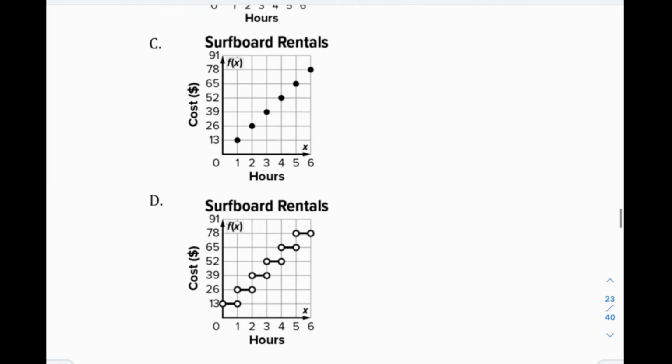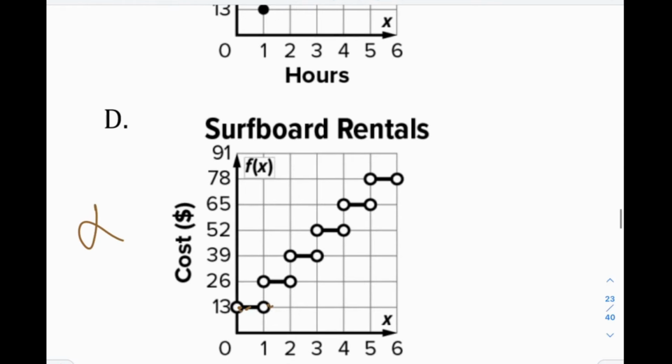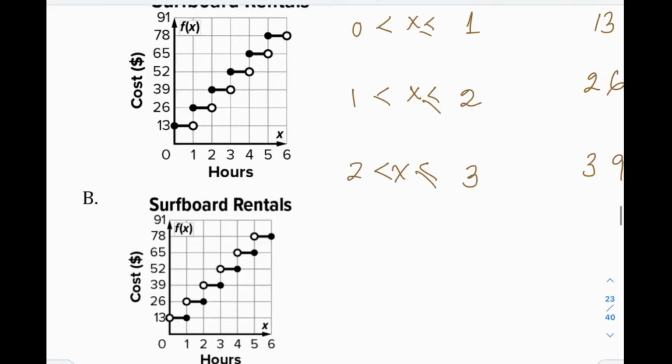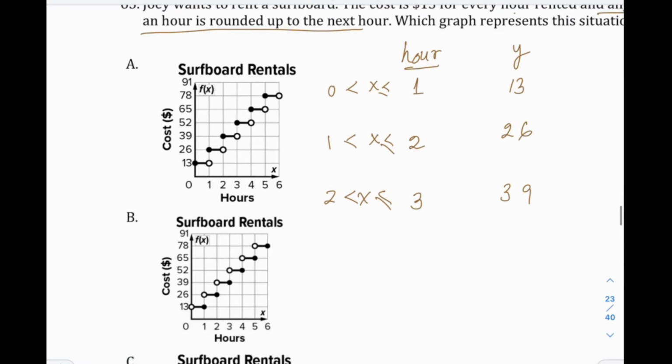This one will not be acceptable because both ends are open circles, so it's not defining even the value for 1 hour, it's open. So we cannot say that it's 13. So this one definitely is wrong. This one is wrong because it only defines the integers. It cannot have a value between 0 and 1 or 1 and 2. There is no value defined in between. So this is definitely wrong. We have only A and B to choose from.